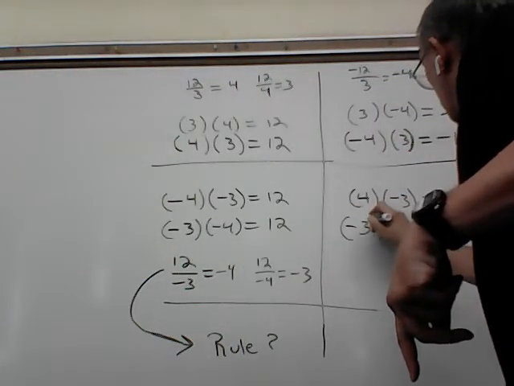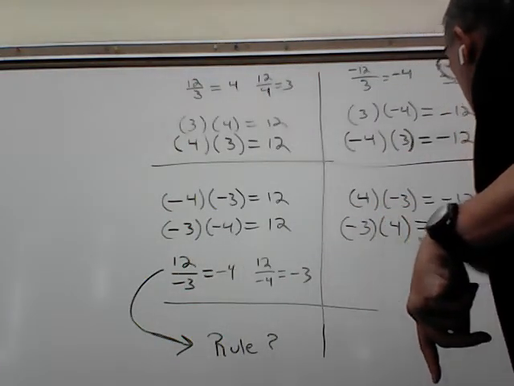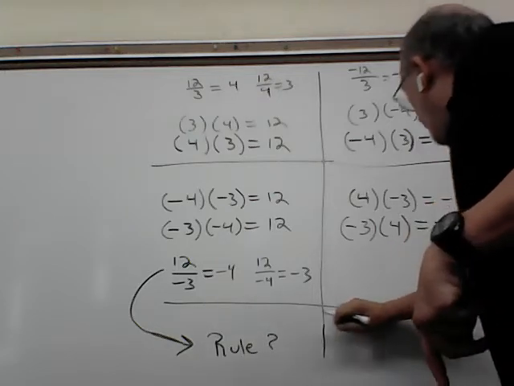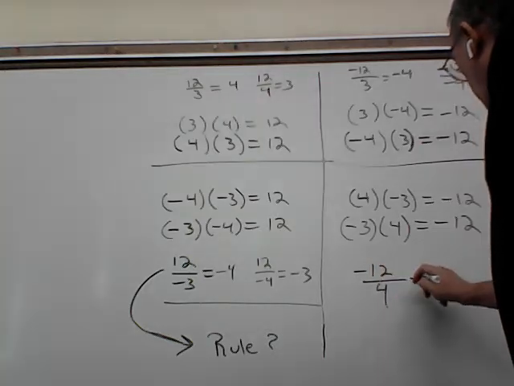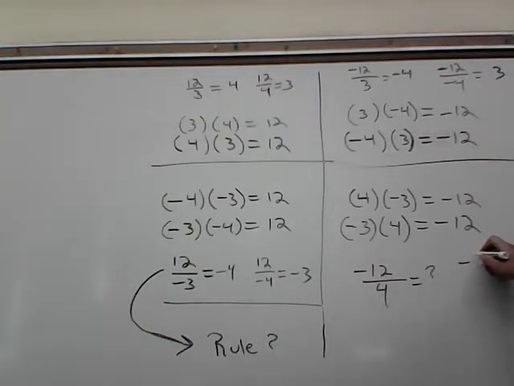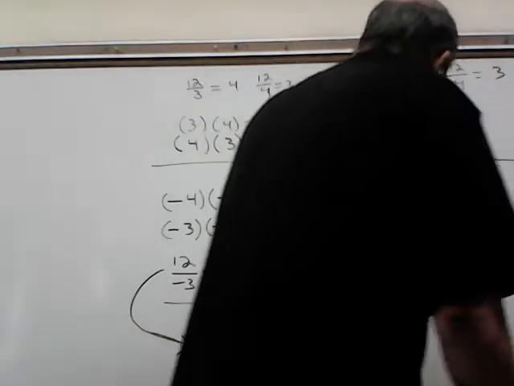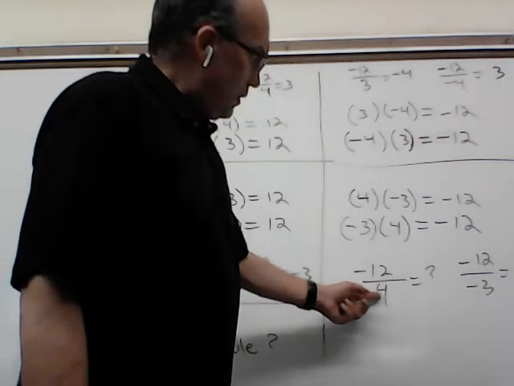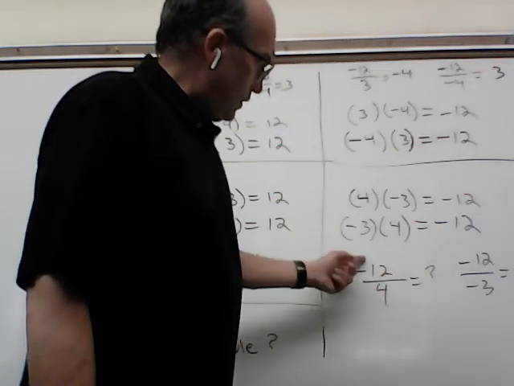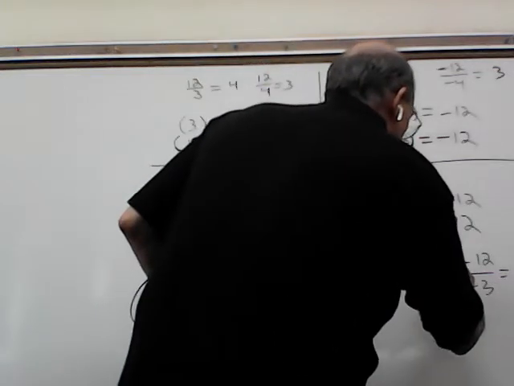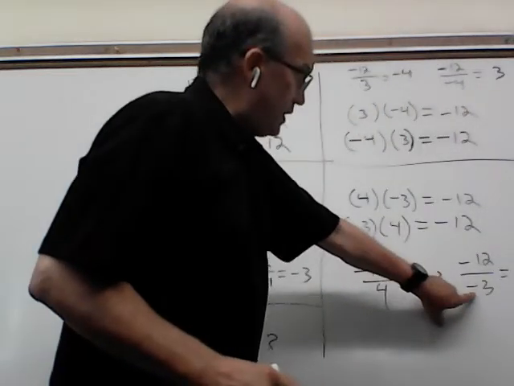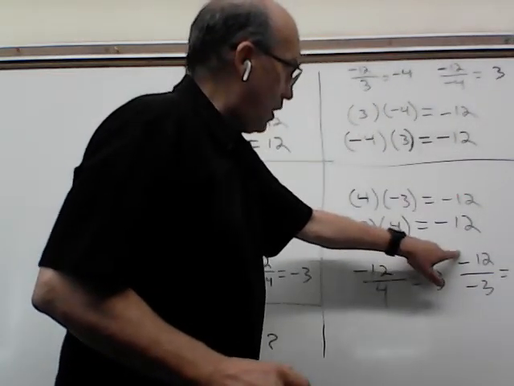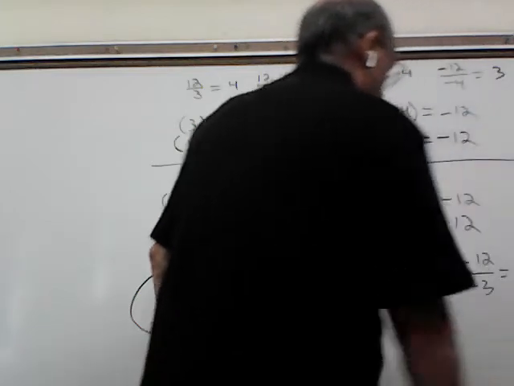Down here, we can use the commutative property of multiplication to write negative 3 times 4 is negative 12. And then we have 2 divisions. We have negative 12 divided by 4 equaling what? And negative 12 divided by negative 3 equaling what? This is asking us, what do we multiply 4 by to get negative 12? And the answer is negative 3. Over here, we're being asked, what do we multiply negative 3 by to get negative 12? And the answer is 4.